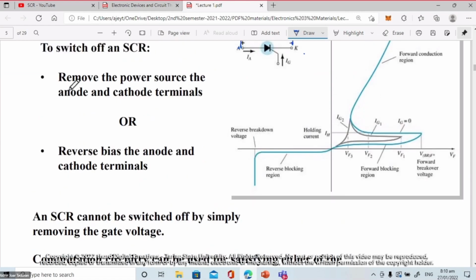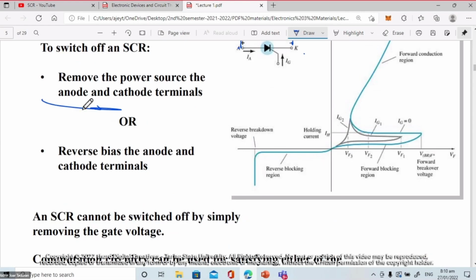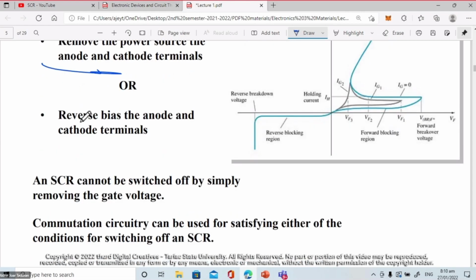So this is our way to turn off the silicon control rectifier, okay? We call this commutation circuitry. It can be used for satisfying either condition for the switch off of an SCR, okay? So we call that commutation. If it's asked, it often comes up in the board exam, commutation circuitry, okay? Either removing the power of the anode control terminal or reversing the biasing condition of anode cathode, okay?